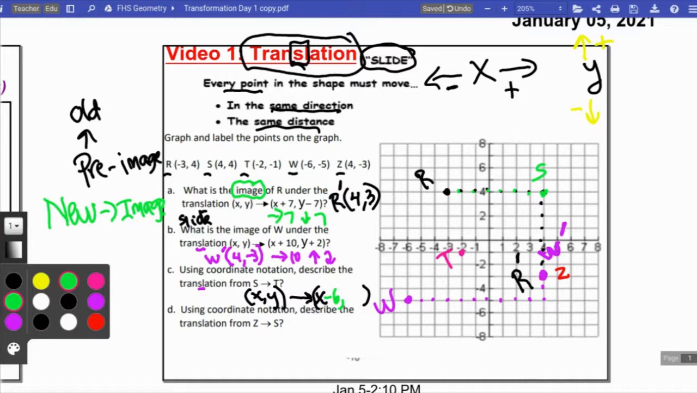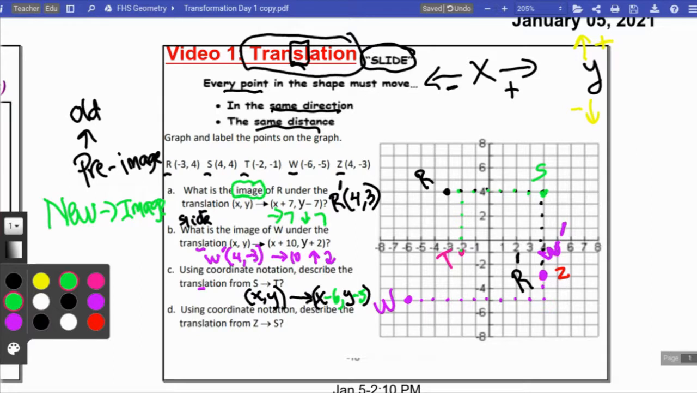Now, after left 6, it went down. Let's count. 1, 2, 3, 4, 5. And then it went down 5. So Y minus 5. That's what it will show. That will be the rule if you go from S to T. All right, last one. I'm using the word rule, but you're just writing it or describing it, right?